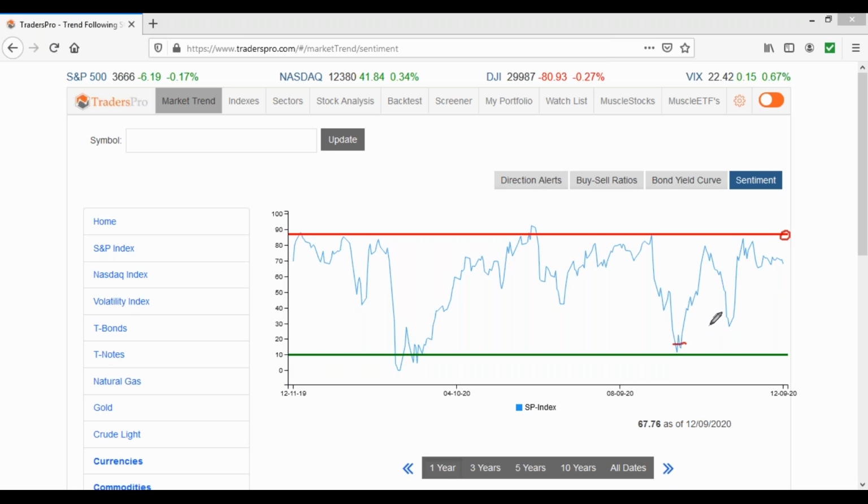You know, we've come off of these lower levels, but if we grind higher, we could see this start to move up. And if we start to see this get into that extreme area, this is one of the other things that I would look at. Buy-sell ratio is wide, and you start to see the sentiment indicator here getting into that extreme range. Then you know you're getting real close for a decent-sized pullback.